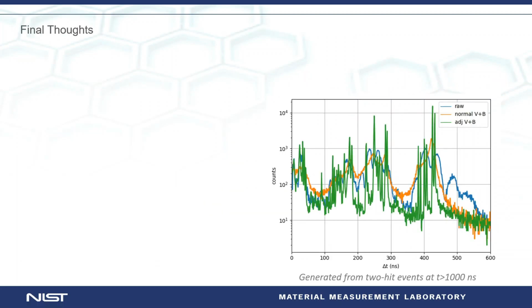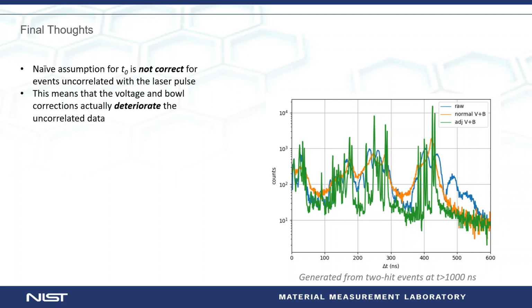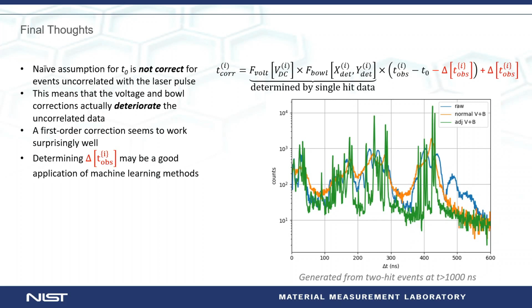So some final thoughts are that the naive assumption for T0 is not correct for these events that are uncorrelated to the laser pulse. And this means that the voltage and bowl corrections actually deteriorate the uncorrelated data. A first order correction works surprisingly well. Determining this function delta may actually be a good application of machine learning methods.